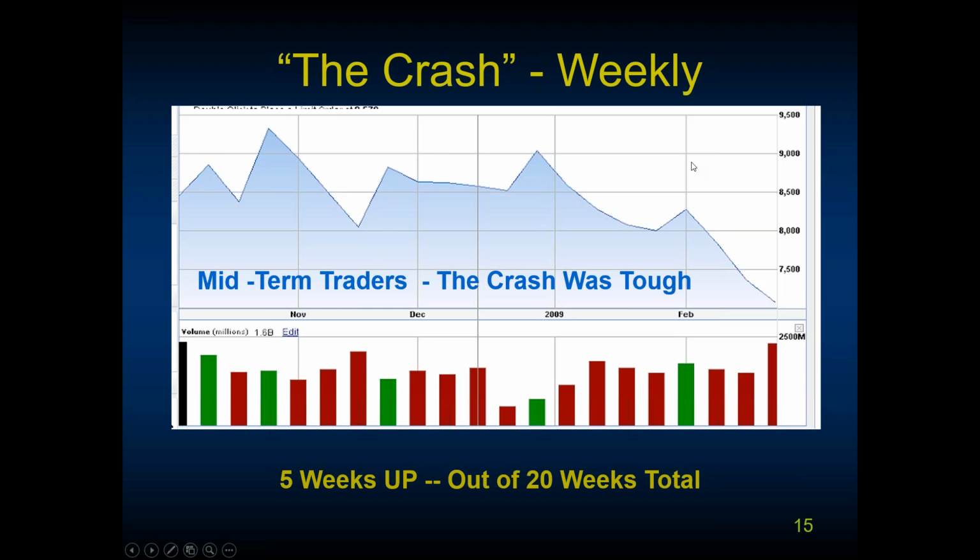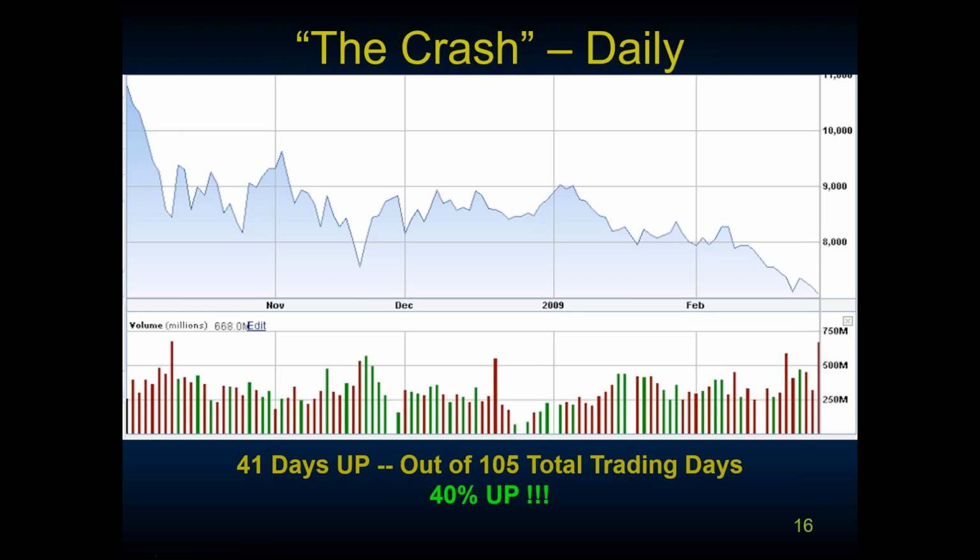Now, where it really gets interesting is that if you look at it on a daily basis, and if you decide to be an active trader and get involved on a daily basis, well, look what you see here on the worst period in our lifetimes. 41 days were up out of 105 total trading days. That's 40%. I mean, it's not that far off of a 50-50 market.